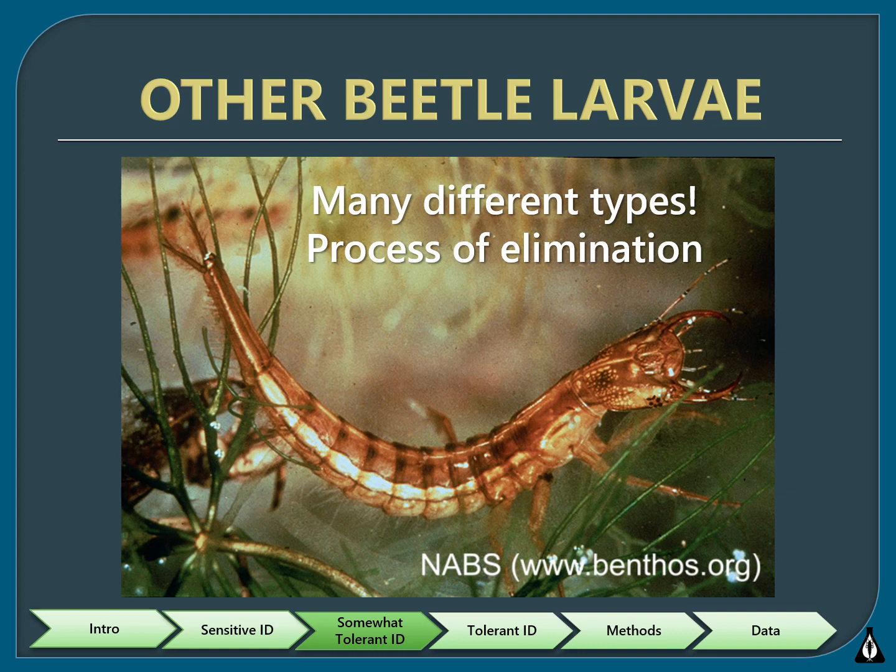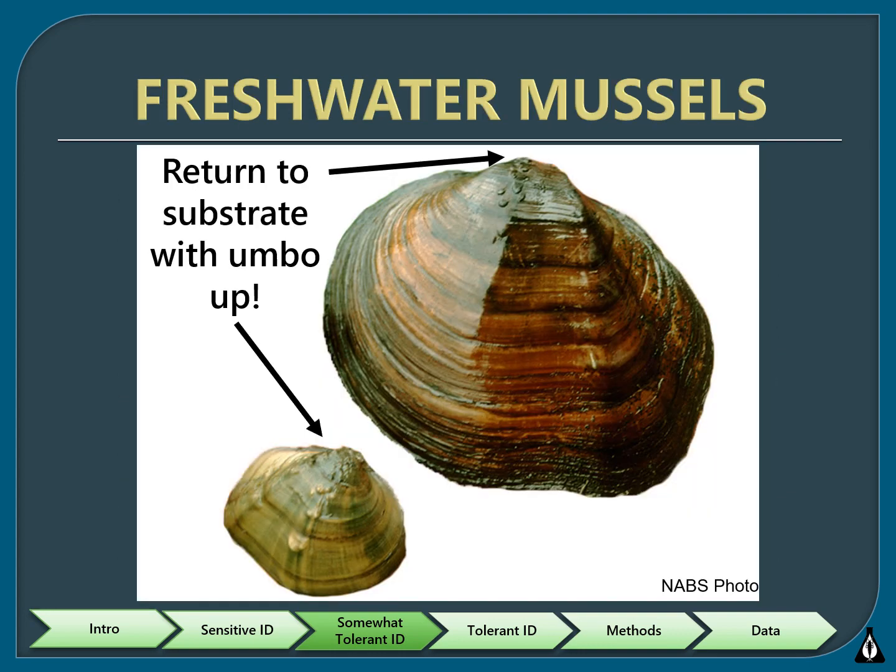Freshwater mussels are somewhat tolerant to pollution. This image shows 2 native mussels, the maple leaf. Native mussels tend to be asymmetrical and large compared to the invasive Asiatic clam. It is estimated that over 70% of native mussels are either threatened or endangered.